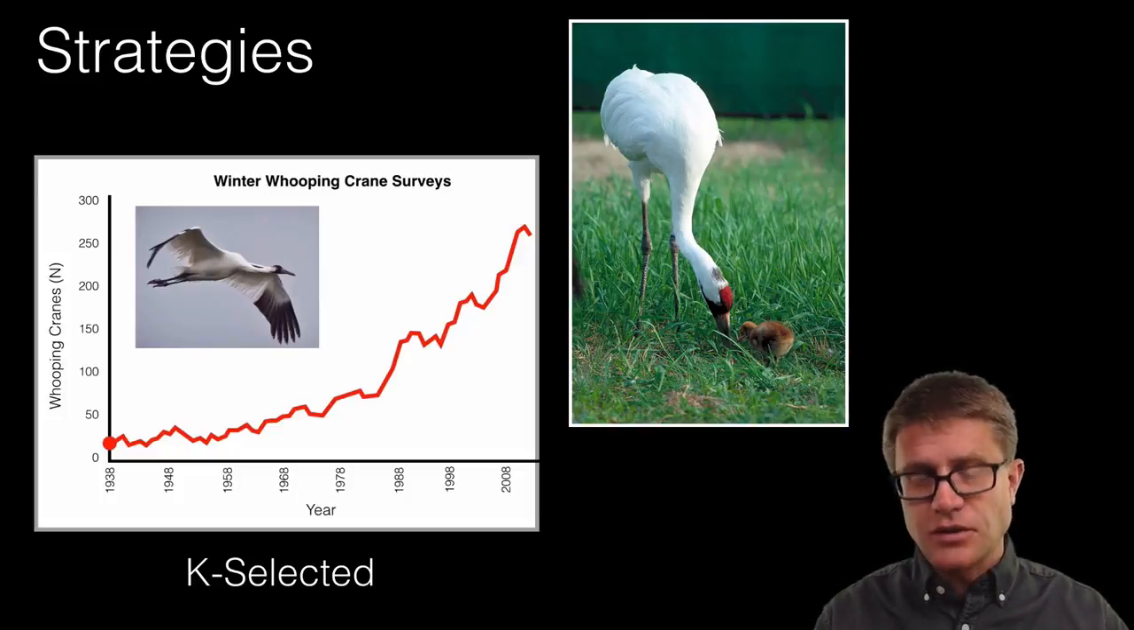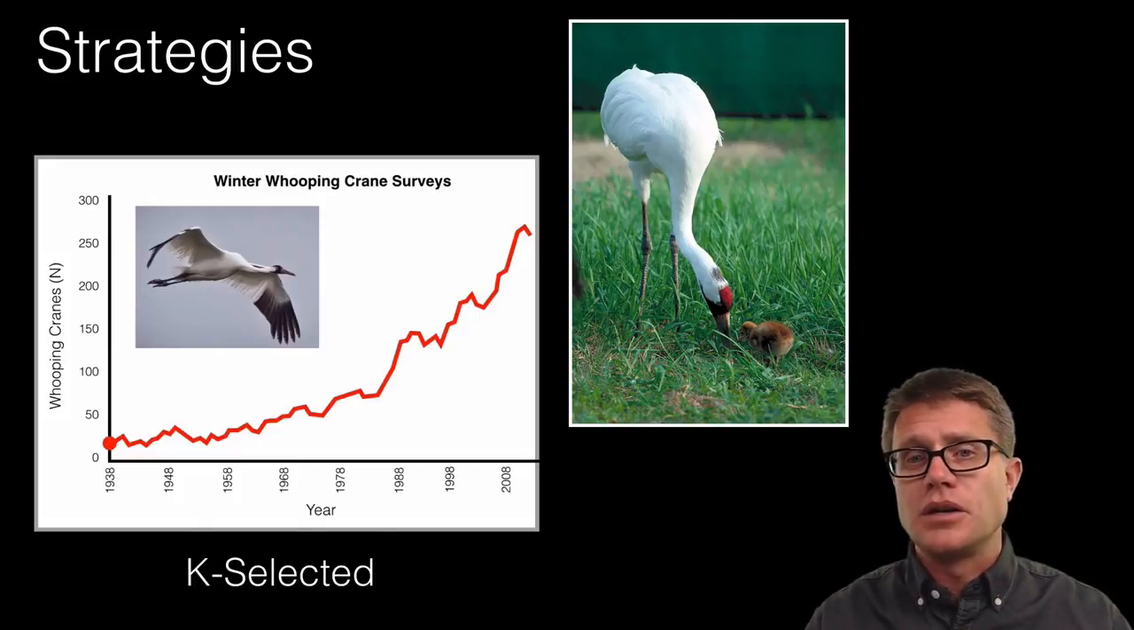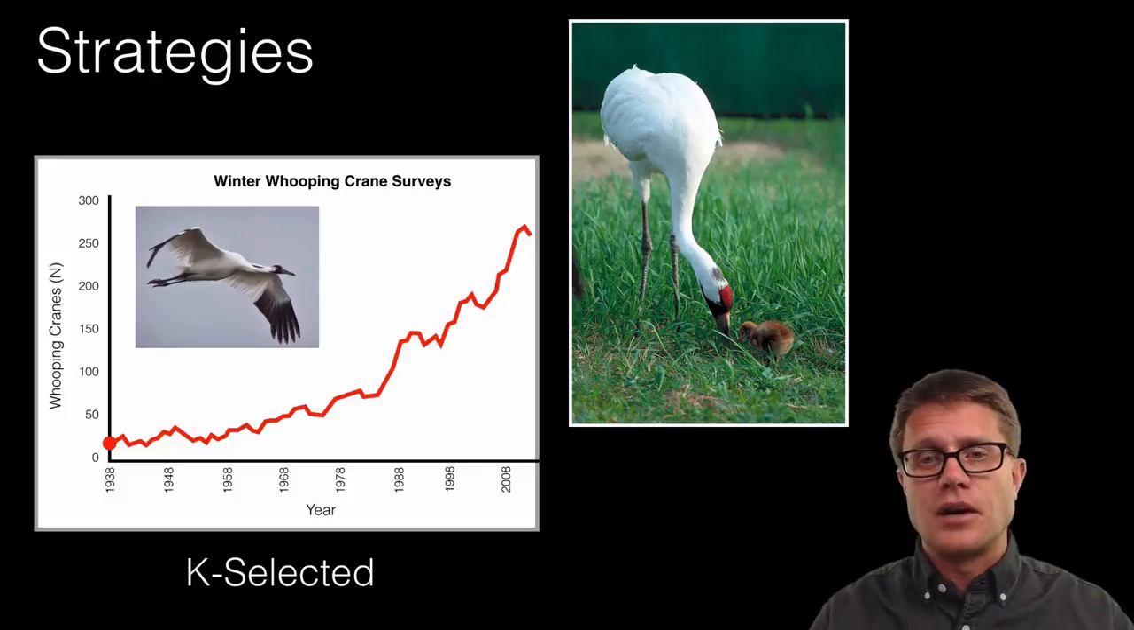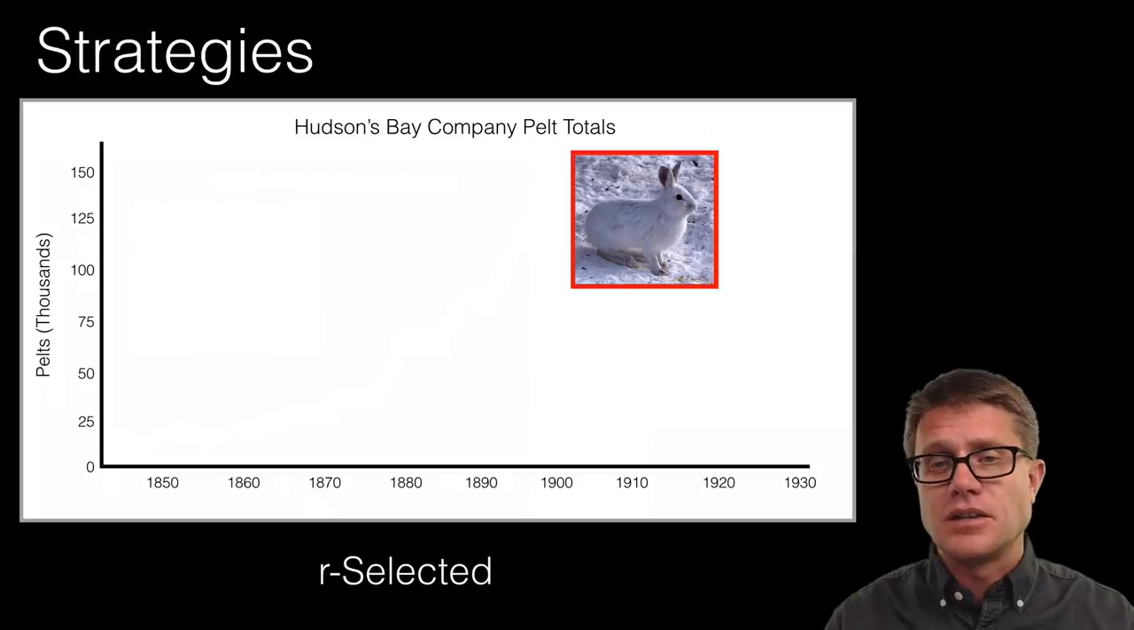They're going to give a lot of parental care to their offspring. They're just going to have a few offspring. The whooping crane would be an example of that. Humans are an example of that. We don't just go up and down in our population. R-selected species are going to do that. An Arctic hare is an example of that.